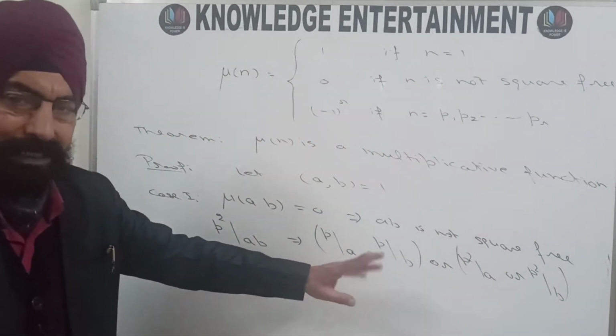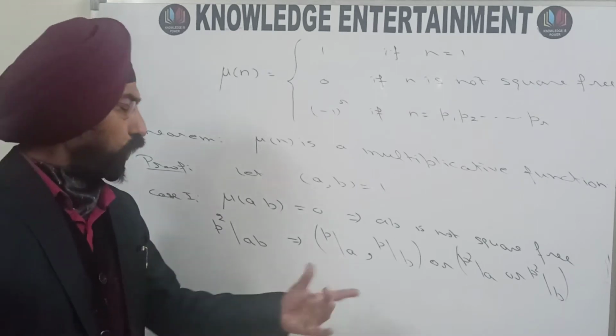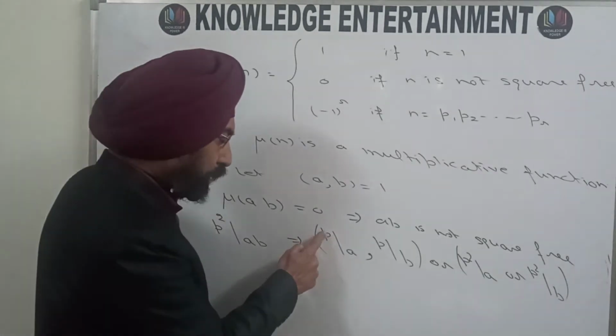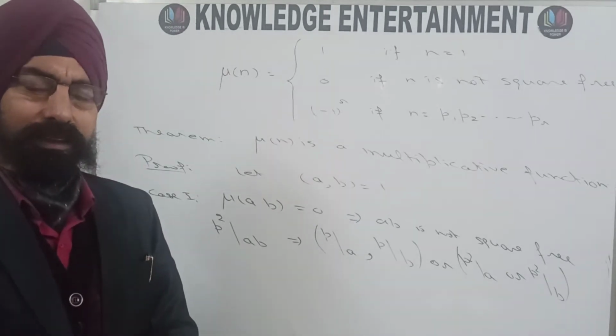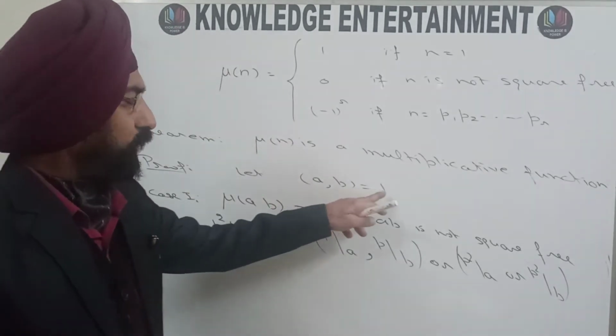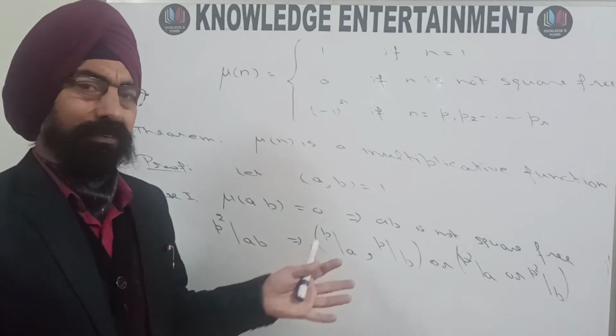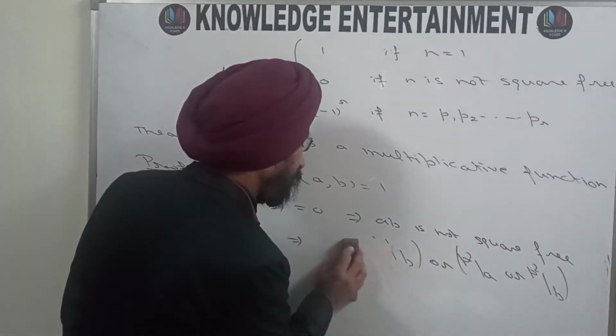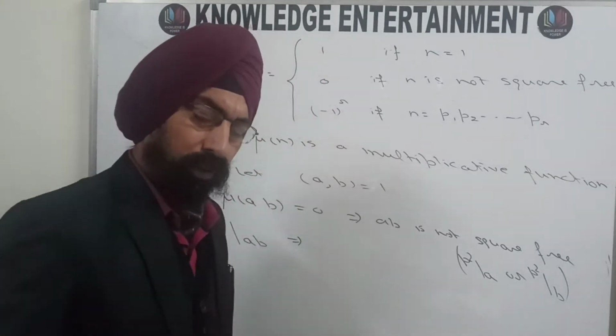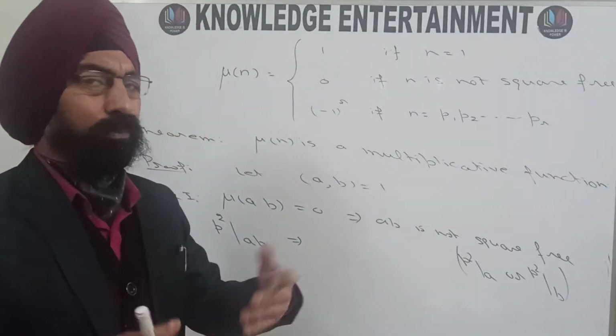But the first possibility is being ruled out. It is not possible. Why? Because if P divides A and P divides B, then P must divide their GCD. That means P divides 1, because GCD of A and B is 1. So P divides 1 is not possible. So that means this possibility is ruled out. So that means P square divides A or P square divides B.